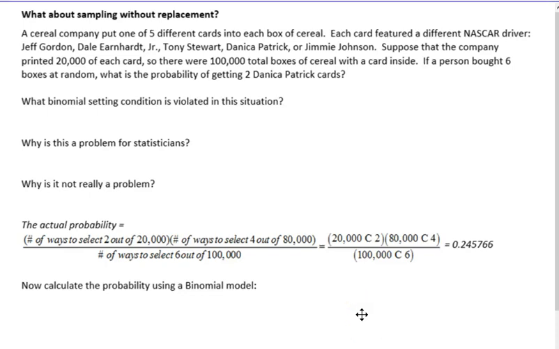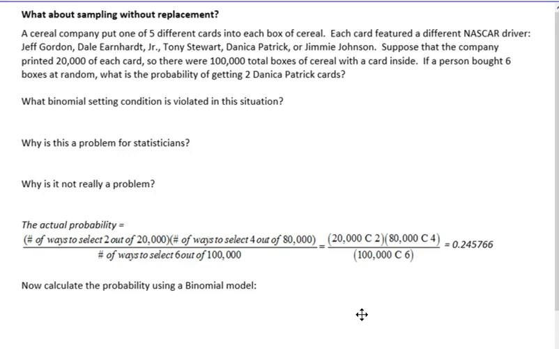What about sampling with replacement? A cereal company put one of 5 different cards into each box of cereal. Each card featured a different NASCAR driver: Jeff Gordon, Dale Earnhardt Jr., Tony Stewart, Danica Patrick, Jimmy Johnson. This is already outdated because Jeff Gordon has retired.